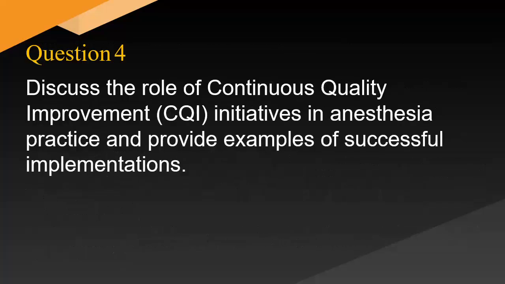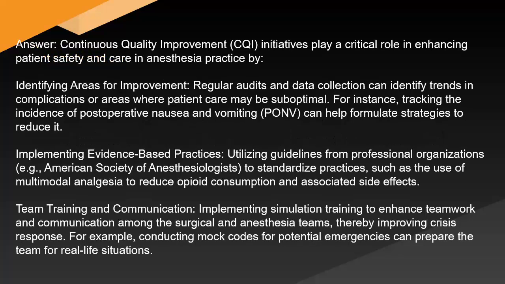Discuss the role of continuous quality improvement (CQI) initiatives in anesthesia practice and provide examples of successful implementations. Answer: continuous quality improvement (CQI) initiatives play a critical role in enhancing patient safety and care in anesthesia practice by identifying areas for improvement. Regular audits and data collection can identify trends in complications or areas where patient care may be suboptimal. For instance, tracking the incidence of postoperative nausea and vomiting (PONV) can help formulate strategies to reduce it.